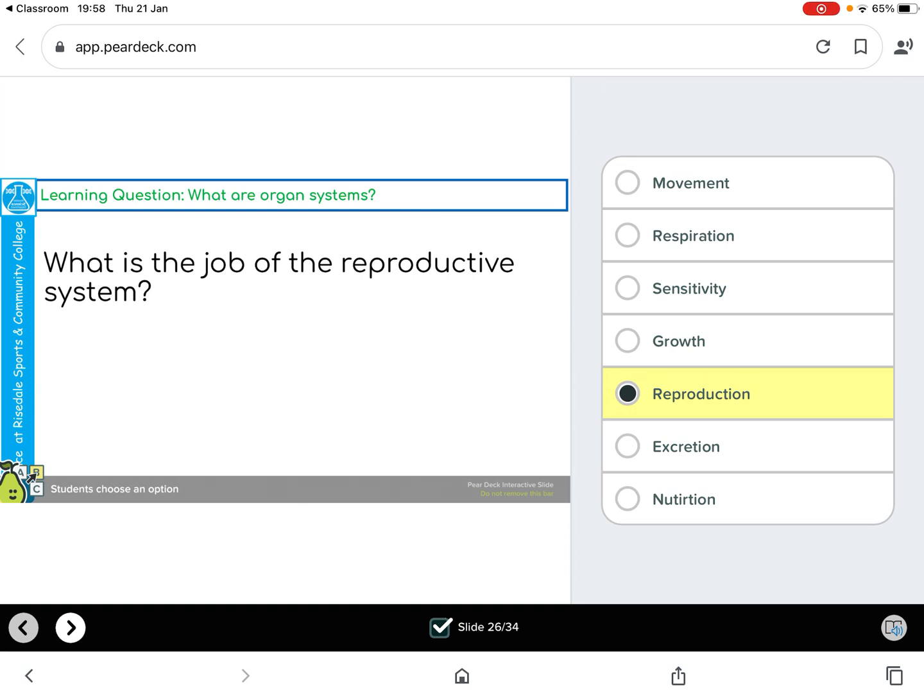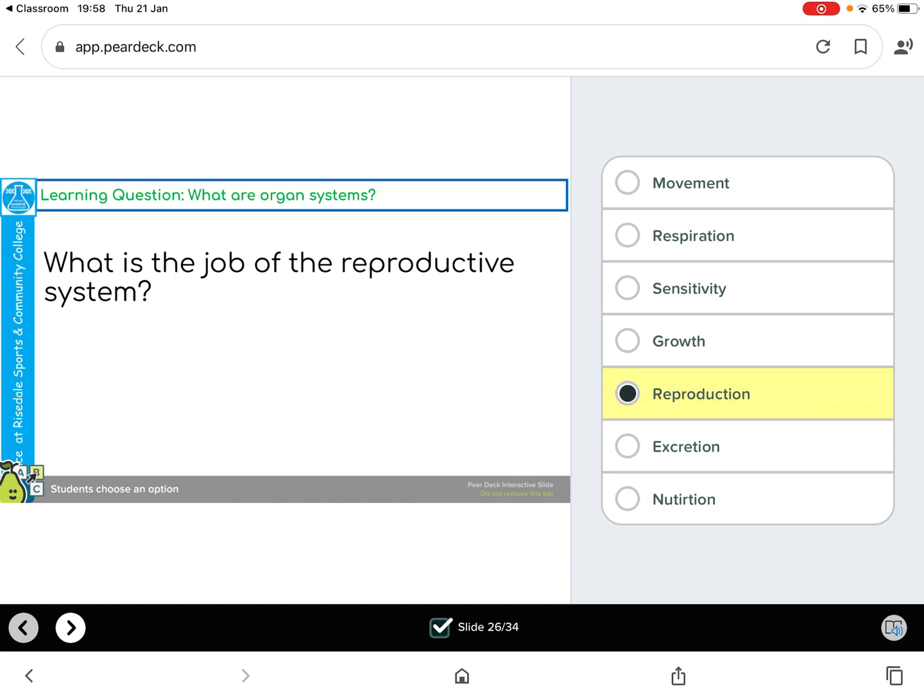What is the job of the reproductive system? Now, all of these organ systems relate to the 7 life processes from the very first lesson. So if you remember Mrs. Gren: movement, respiration, sensitivity, growth, reproduction, excretion, nutrition, they're the things that we have to do to stay alive. So what you'll find is that most of these organ systems relate to one of these life processes.